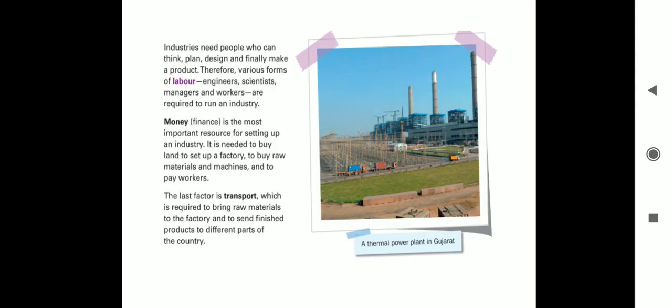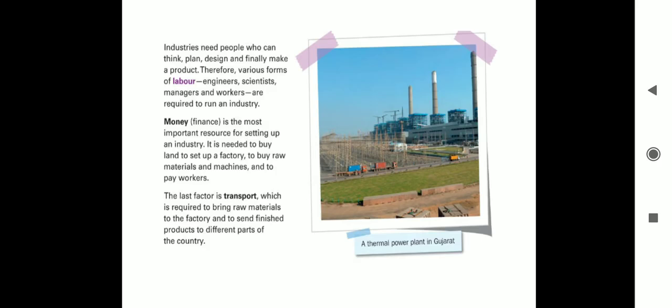The owner himself will not sit and do all the work. There are people who have to go and buy the raw materials. There are people who have to arrange things. So there are workers also required to run the industry.